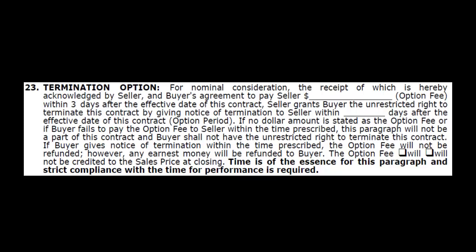Okay, so what happens if the buyer or the buyer's agent delivers this option fee outside of that 3-day period? Well, I'm not exactly sure what happens if that seller accepts that money. It may be construed as a renegotiation of terms, or if you just read the language here in the contract, it could be construed as it doesn't matter if they accepted it after that 3-day period, then this paragraph is not in effect.